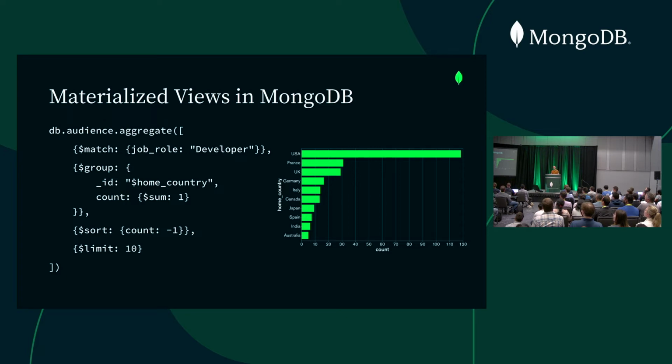If I want to persist the result in a materialized view, all I have to do is add another stage, $out. There's also $merge if you want to update a view. You give it a name, and then it stores the result back into that collection. And then it can be accessed, for example, for this chart. It could be rendered many times without having to execute this pipeline over and over again.